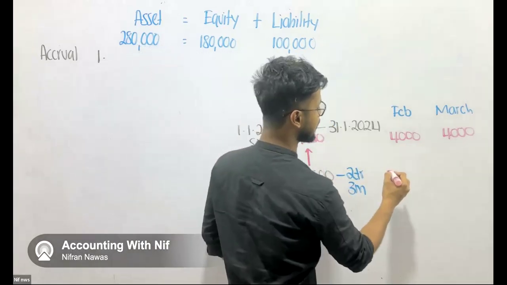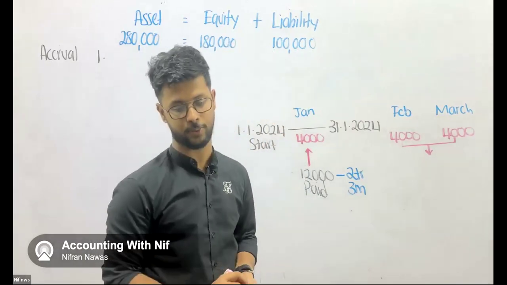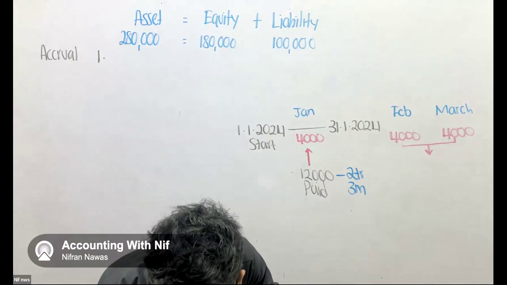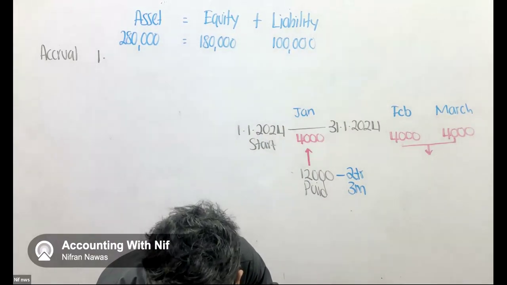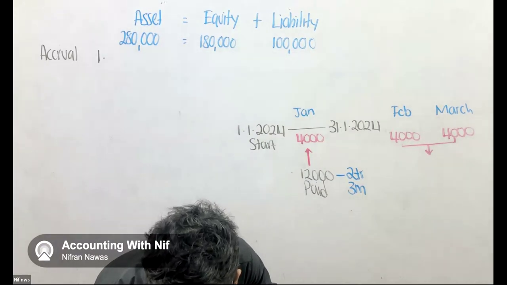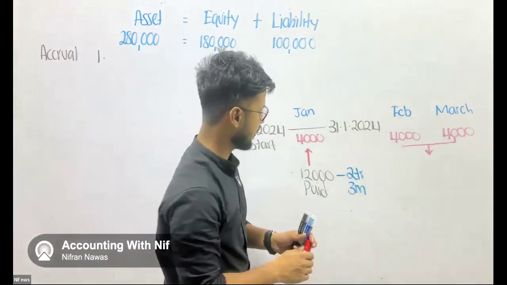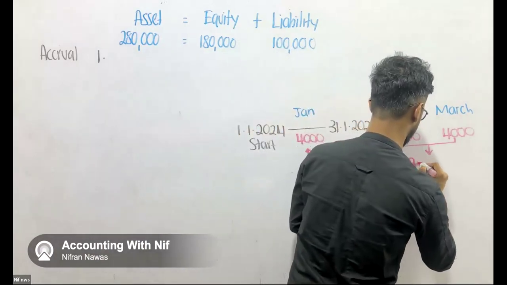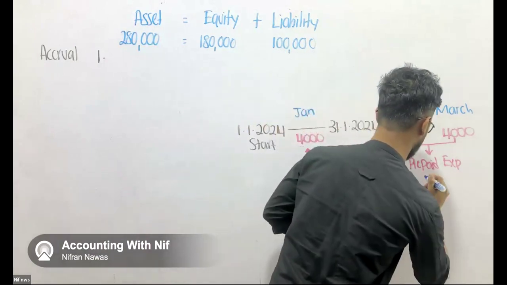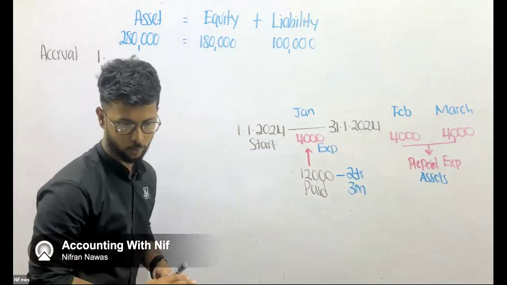Okay. So this 8,000 that you got, what is it? Can you consider that as an expense based on the accrual concept? Right, exactly. Very good, right? These are prepaid expenses. Prepaid expenses, these are assets. Okay, these are assets. This is the only expense that we got.